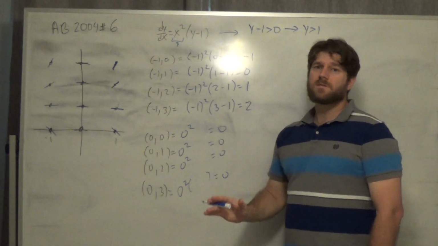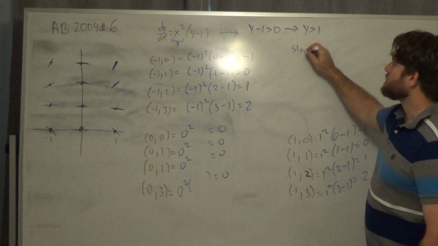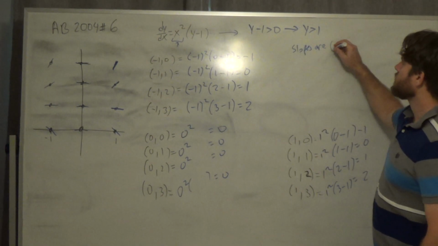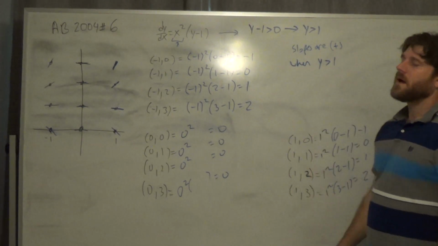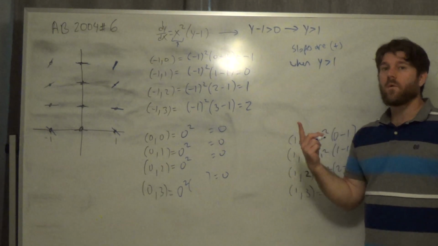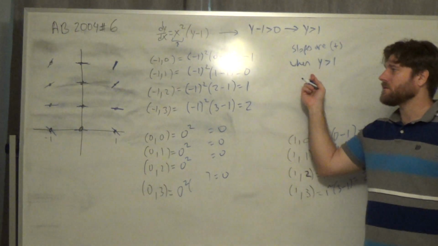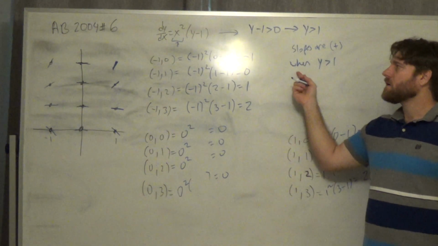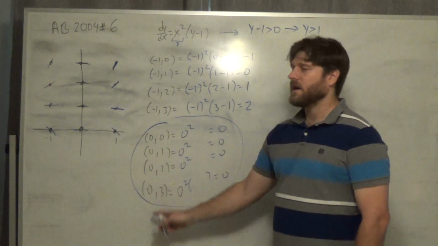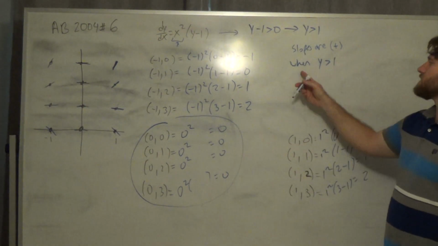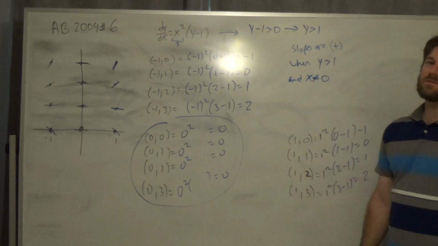So what happens almost every year, and if you did this on your own, is that people will say, slopes are positive when y is greater than 1. Now this question is only worth 1 point, and that's wrong. It's right with every little thing except one exception. The x's do matter. The slopes are not positive when the x's are 0. So slopes are positive when y is greater than 1 and x is not equal to 0.